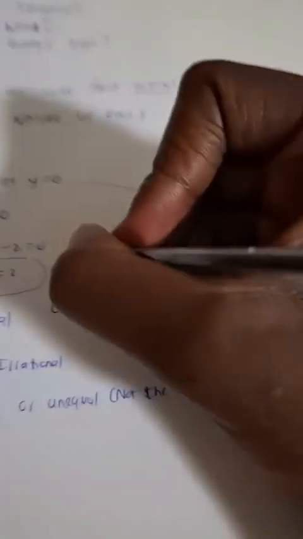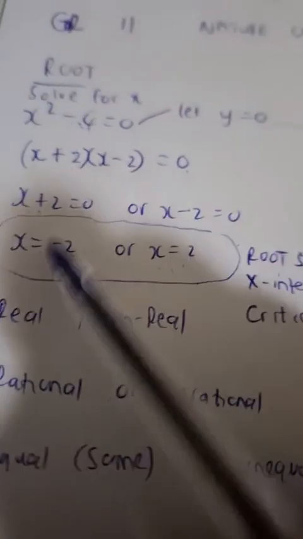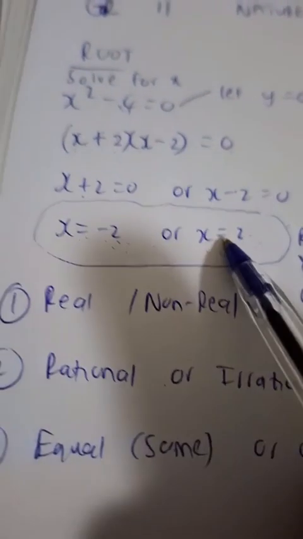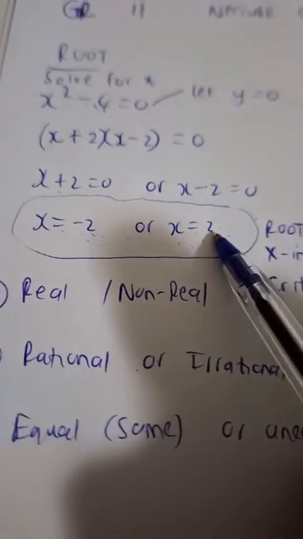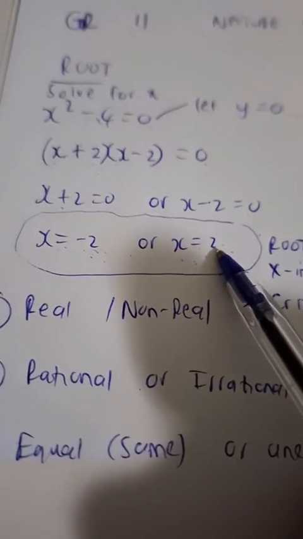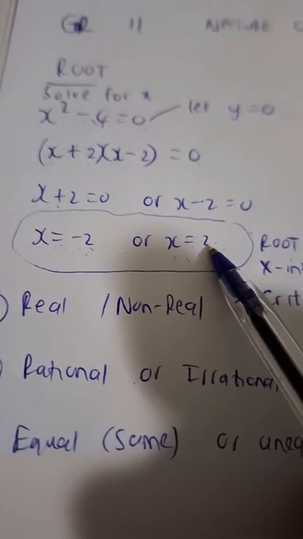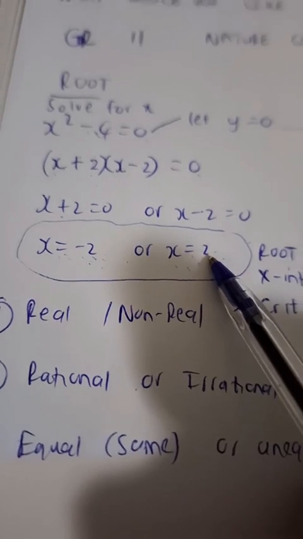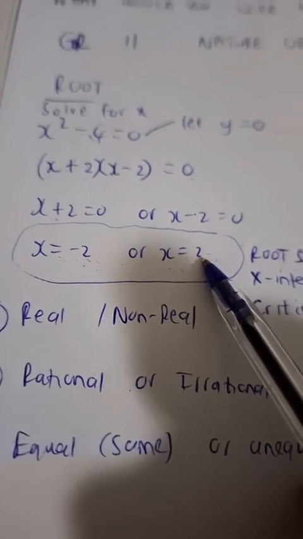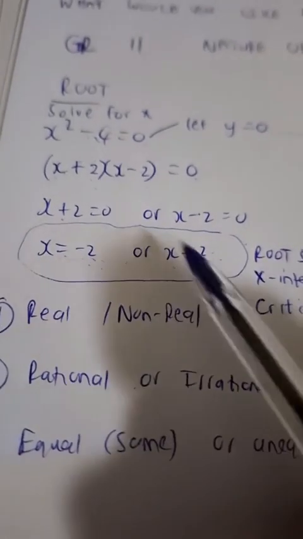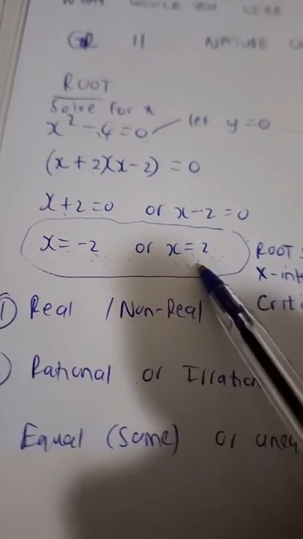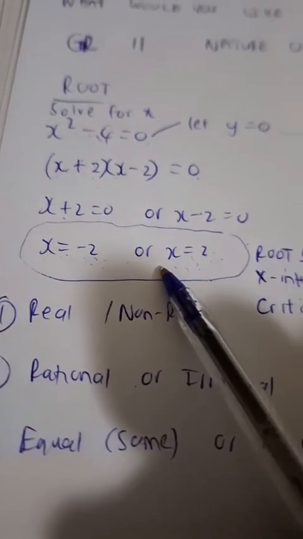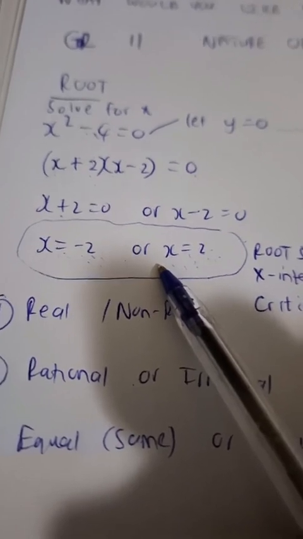Now I can tell you straight out the nature of these two numbers, 2 and negative 2. Are these two numbers real or non-real? What are real numbers? Real numbers are basically all the numbers in a number system, and they include both rational and irrational numbers. So the two numbers themselves, which are the roots, are they real or non-real?